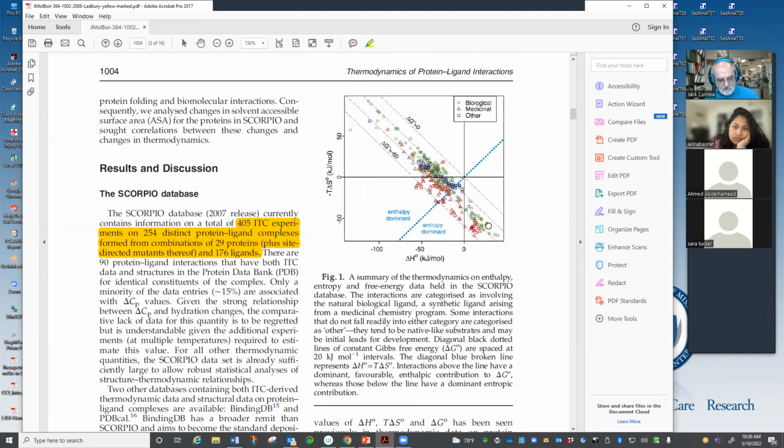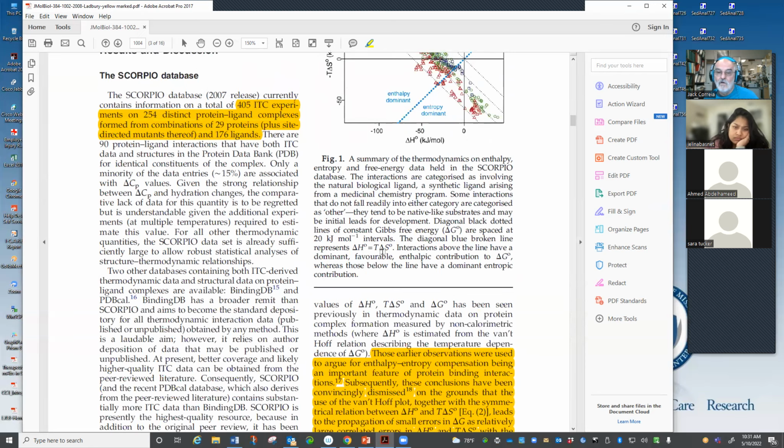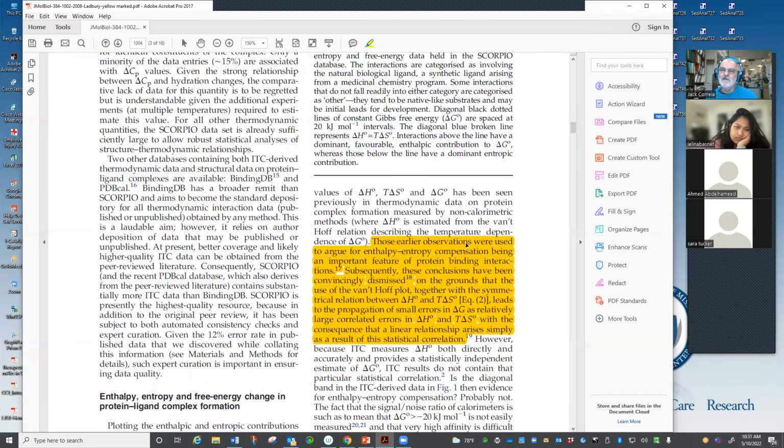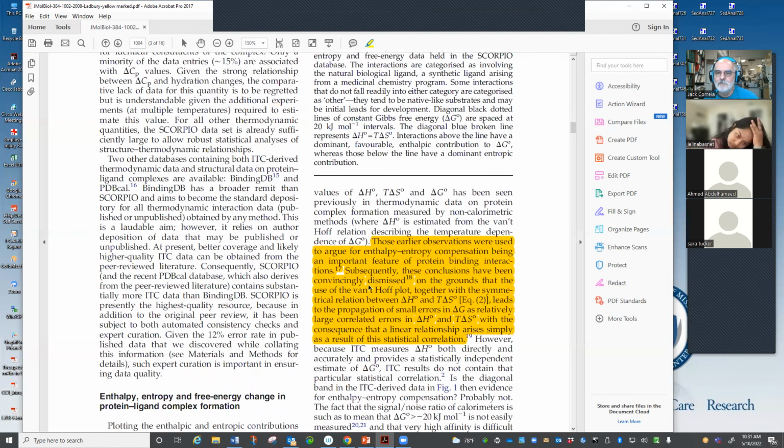And we got into that a little bit when we talked about this in terms of the hydrophobic effect. And that's sort of where this came from. What they're saying here is, and this has become sort of a continuing argument in the field, but this is sort of, I think, the general observation. The early observations were that enthalpy-entropy compensation, or that trend, was an important feature.